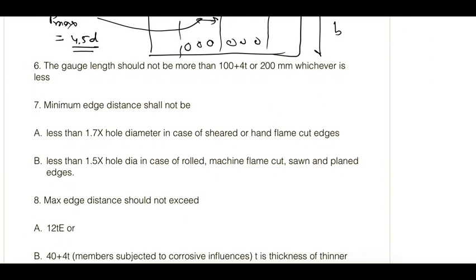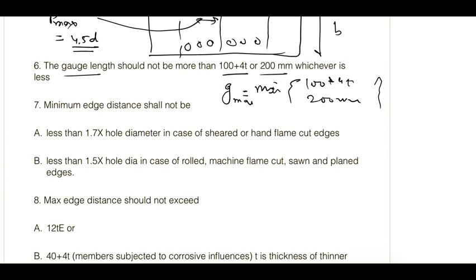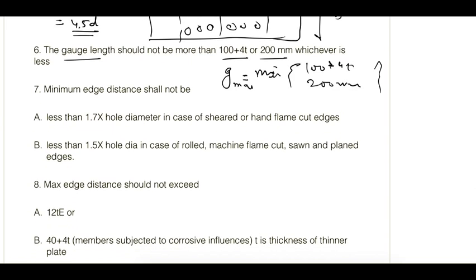So for the gauge distance, it says that it should not be more than 100 plus 4t or 200 mm for the tension as well as compression members. So g max we can write is equal to minimum of 100 plus 4t and 200 mm. t is the thickness of the thinnest member connected. That is for the gauge.